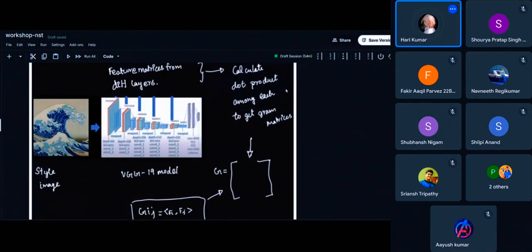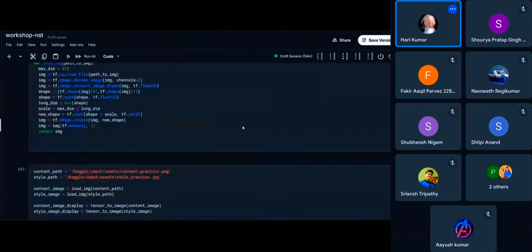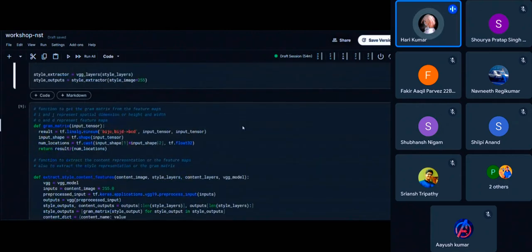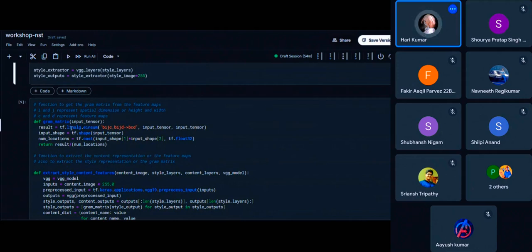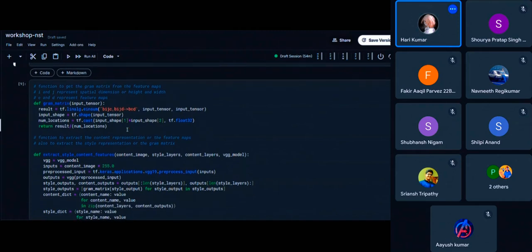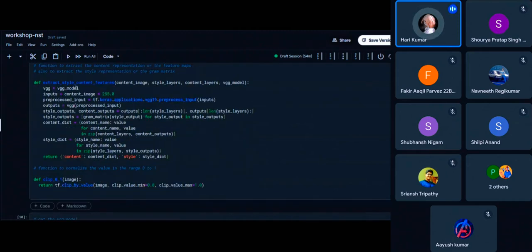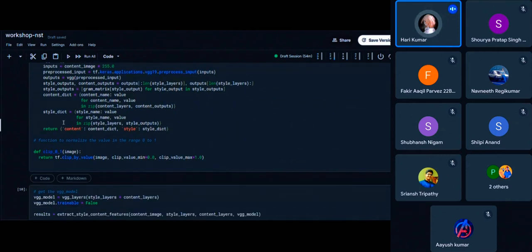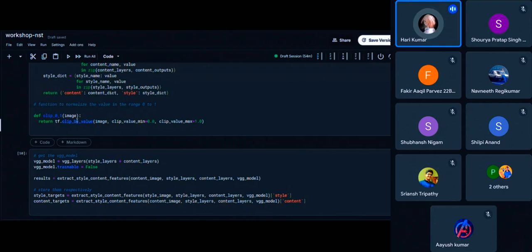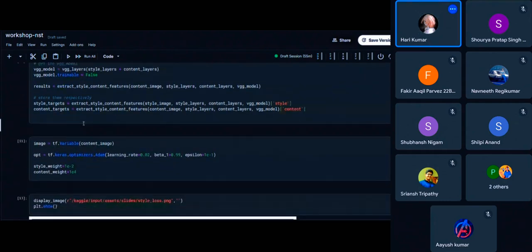As we have seen before, the gram matrix is calculated using the dot product between the feature maps. In TensorFlow, we have an inbuilt function for this using tf.linalg.einsum, where i and j represent the height and width of the spatial dimension, and c and d represent the feature maps here. And then this function is to get the style and the content features from the image and store them as a dictionary. And when we perform matrix multiplication, the value goes beyond 1. So we normalize it using this clip function.